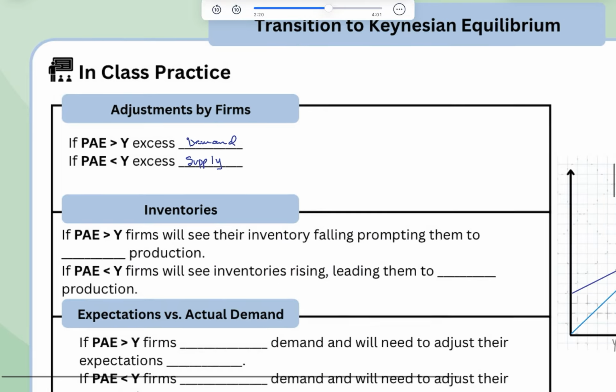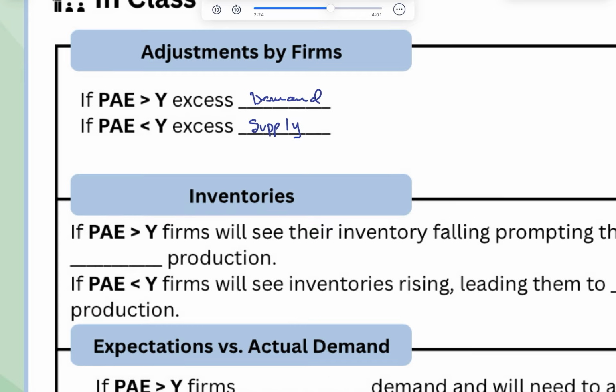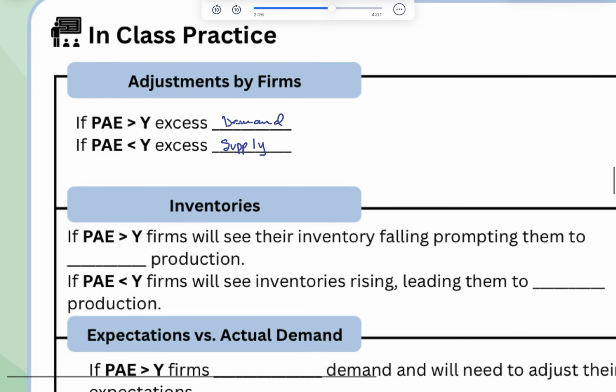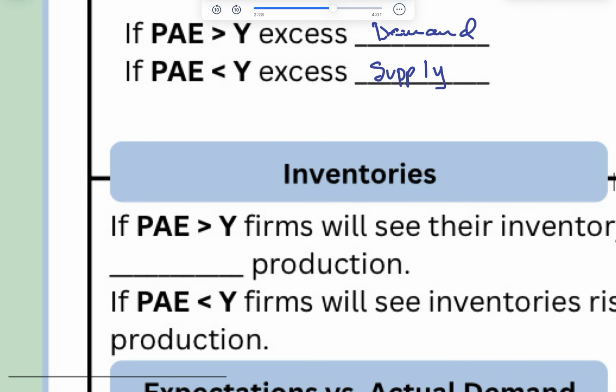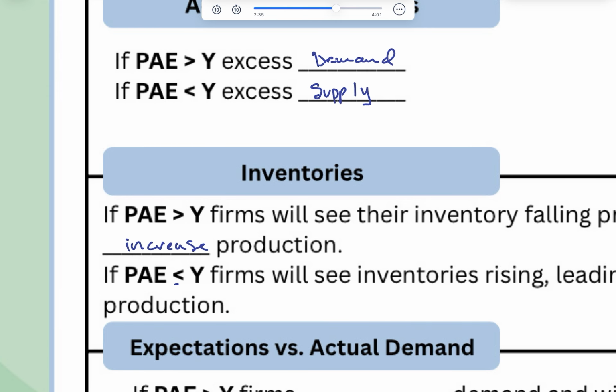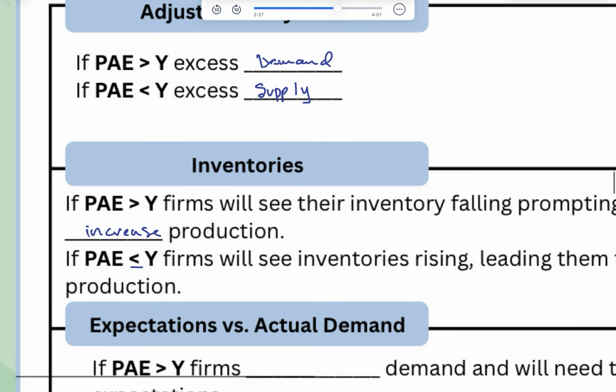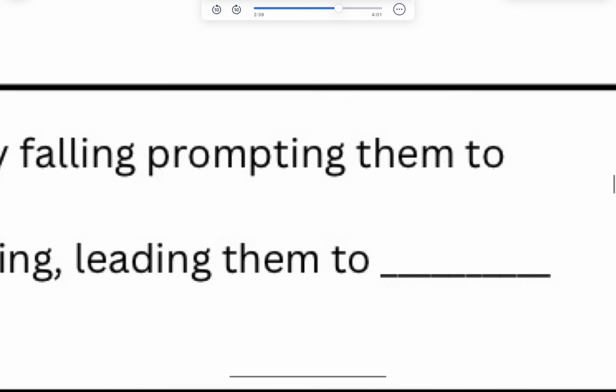In case of inventories, if PAE is greater than Y, firms will see their inventories falling, prompting them to increase production. And if PAE is less than Y, firms will see their inventories rising, leading them to decrease production.